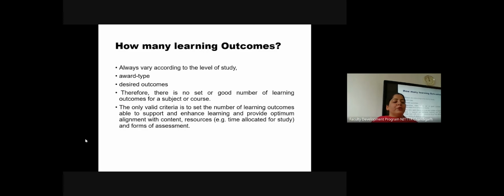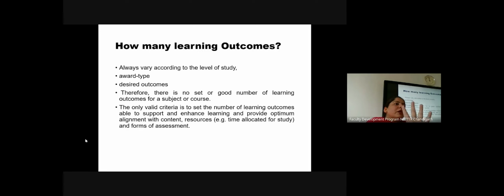Likewise, the teacher is going to develop the different learning outcomes among the student population. So in a nutshell, there is no set or good number of learning outcomes for a subject or course. We cannot say there are 4, there are 5, there are 6. It is totally dependent upon the subject, the environment, the level of the student, the desire of the teacher at large. The only valid criterion is that the set number of learning outcomes must be able to support and enhance learning and provide optimum alignment with the content and resources.